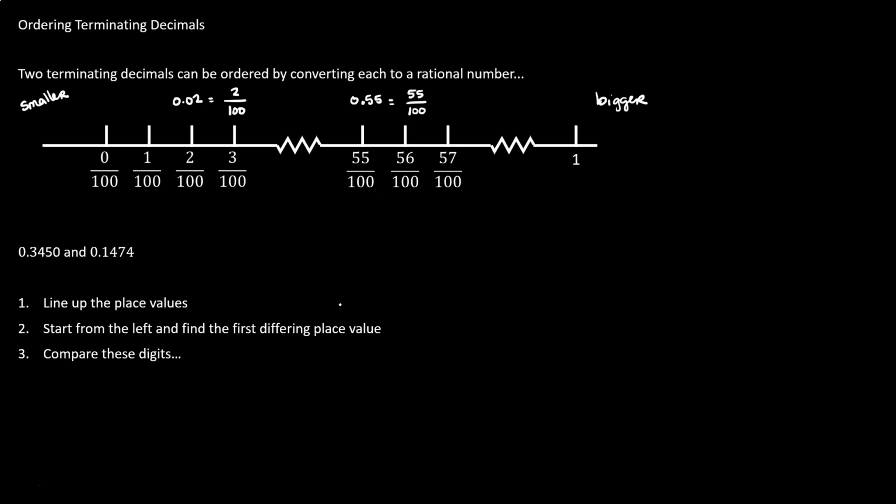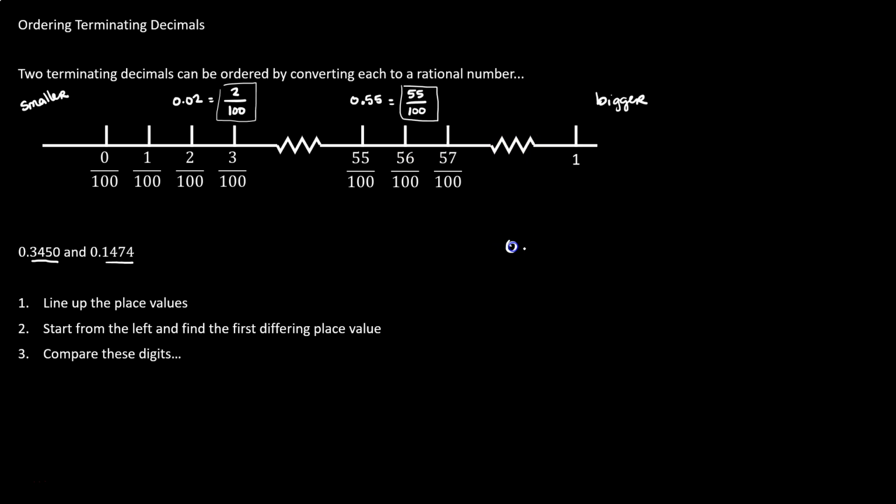Now, because these all have the same types of denominators, powers of 10, we can skip converting to a rational number and just look at the digits, because notice once these are fractions, we're really just comparing the numerator. And if the numerator is really just the digits to the right of the decimal, then all we have to do is compare digits to the right of the decimal. To compare two terminating decimals, we'll line up the place values and start from the decimal, moving towards the right. Look for the first digit that's different in the two numbers. Whoever has the bigger digit in that differing place value wins.